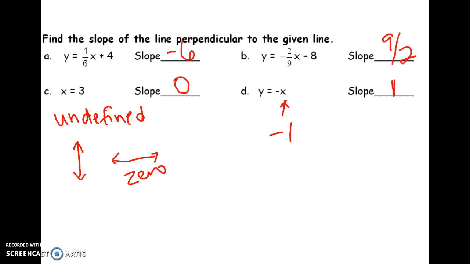So I think A, B, and D were probably pretty simple. Remember that C is an undefined slope line, so that's a vertical line. So a perpendicular line would be a horizontal line, which is a y-equals line or a slope of 0. So undefined and 0, those are perpendicular to each other because it's a horizontal line and a vertical line, which are perpendicular.